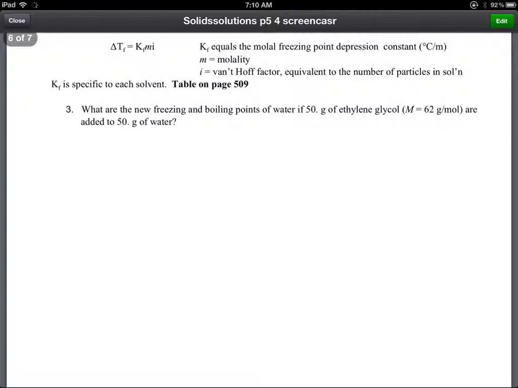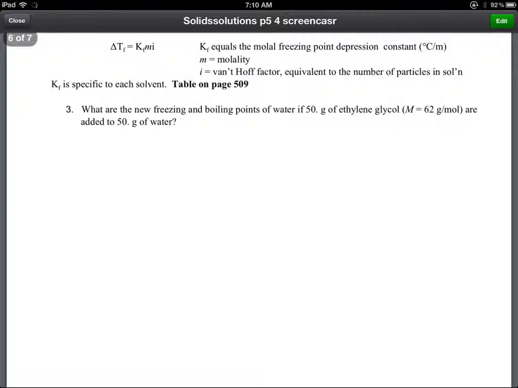So we have a Kf value, and again, this is not the formation constant for a complex ion. You have to use the context of the problem. This is the molar freezing point depression constant, and that is in degrees Celsius per molality. So again, your m is that concentration in molality, and the i is the Van Hoff factor again. So very, very similar. Again, Kf values are specific to each solvent, and they're on that same table on page 509.